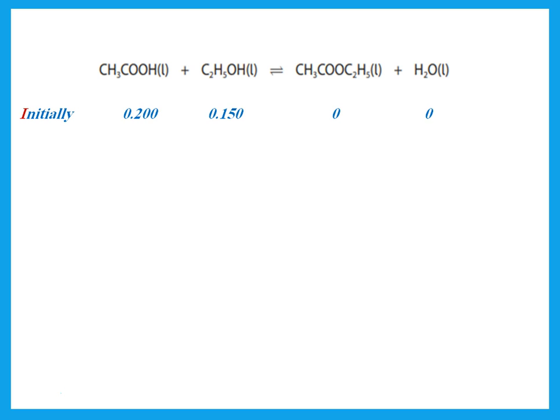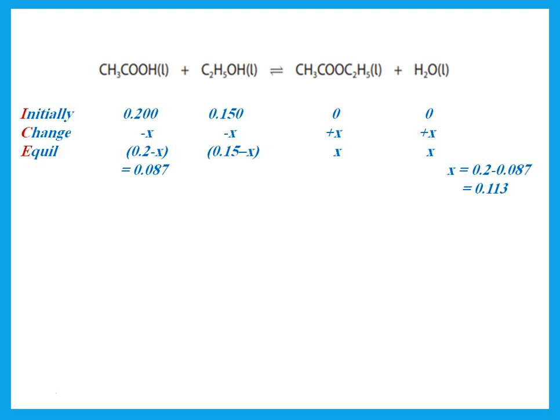So in this reaction, initially I'm starting with 0.2 mole of ethanoic acid, 0.15 mole of the ethanol, and none of the others. Now, what happens is X moles will dissociate from the ethanoic acid, X moles will dissociate from the ethanol to form X moles of the ester plus X moles of water. Now, he's saying that at equilibrium, what is left? We found that what is left of the ethanoic acid is 0.087. That means 0.2 minus X is 0.087. And if I calculate X, it comes out to be 0.113.